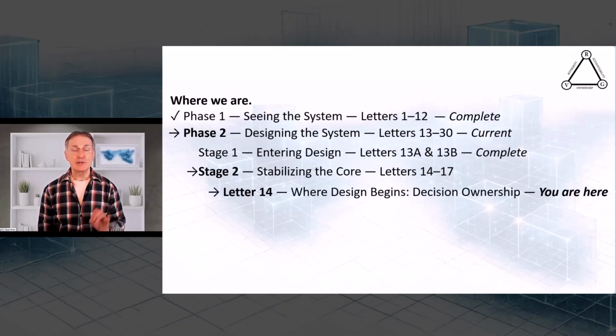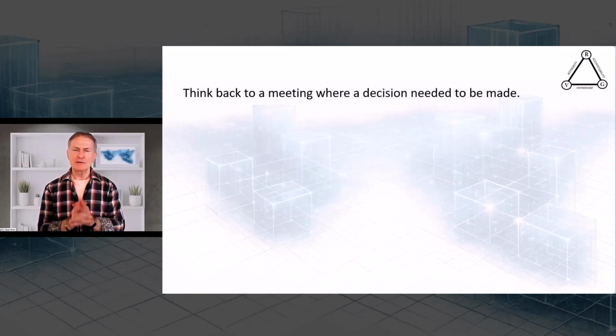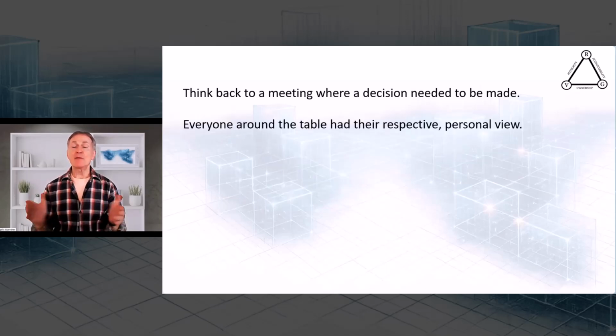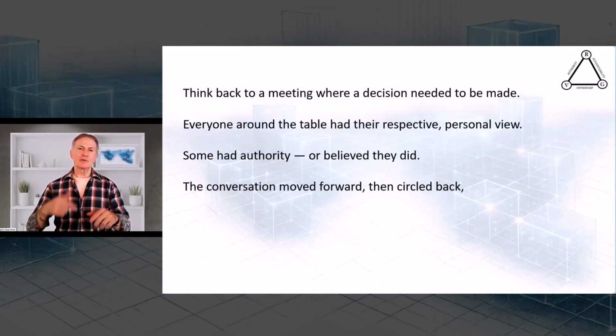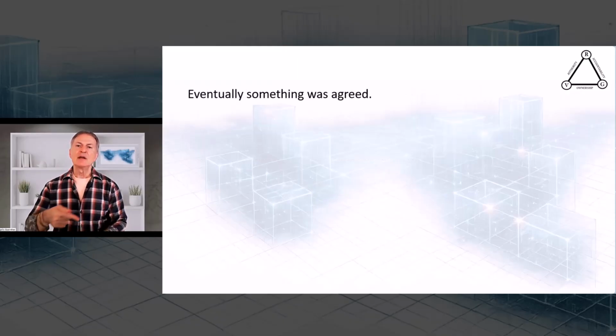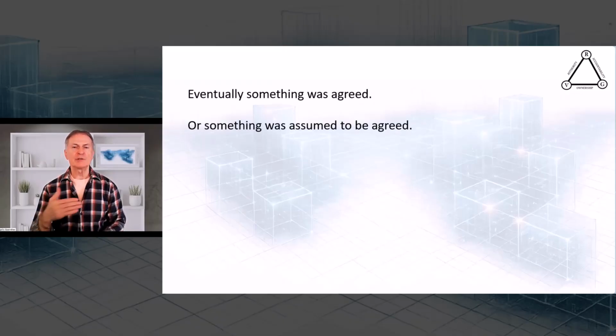We are now in letter 14, where design begins: decision ownership. Think back to a meeting where a decision needed to be made. Everyone around the table had their respective personal view. Some had authority or believed they did. The conversation moved forward, then circled back, then moved forward again. Eventually, something was agreed, or something was assumed to be agreed.